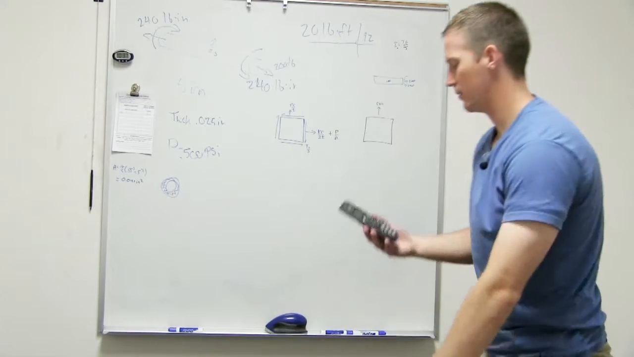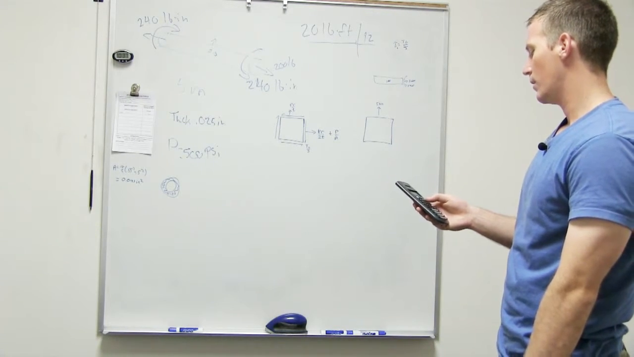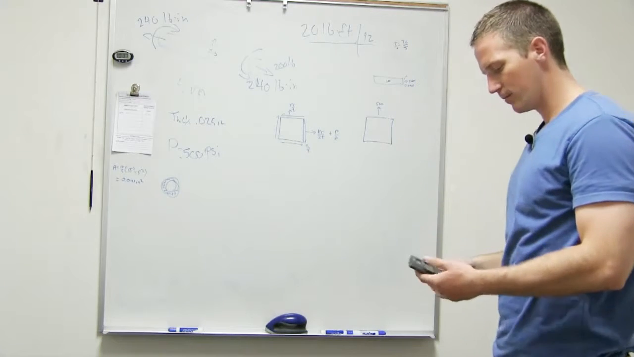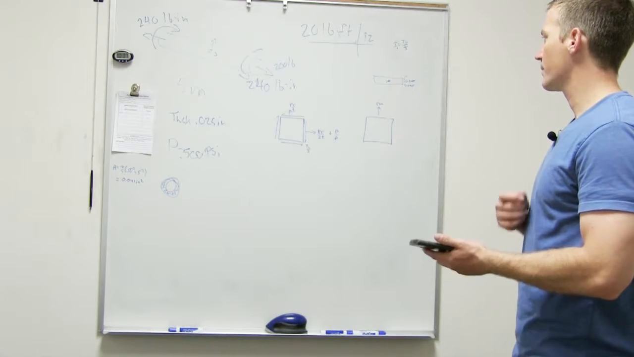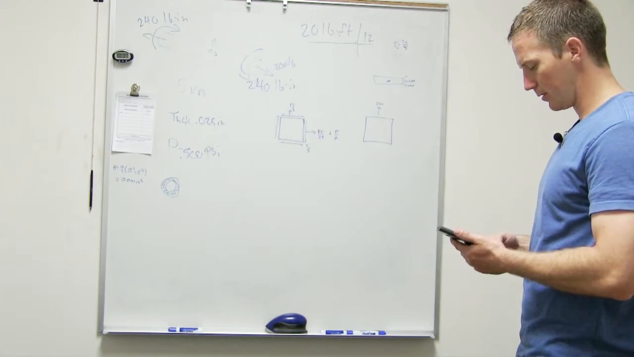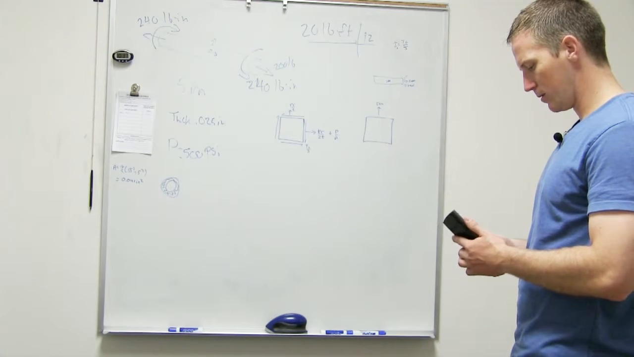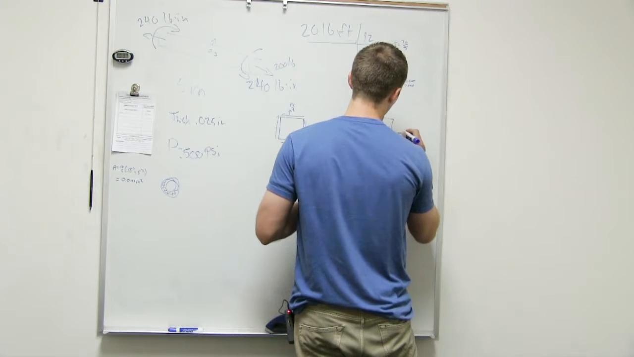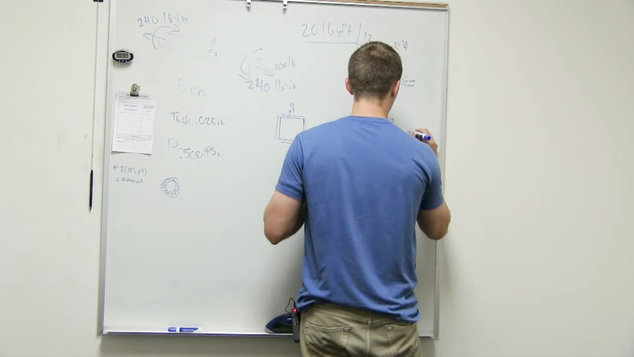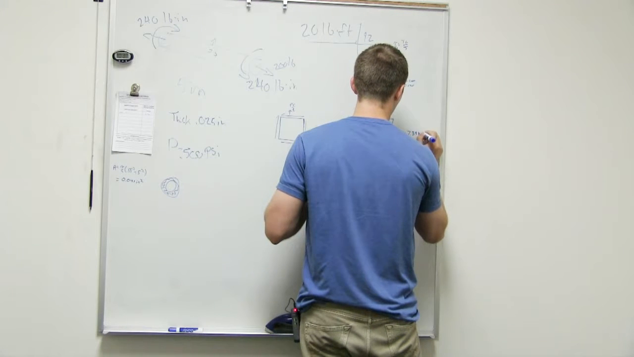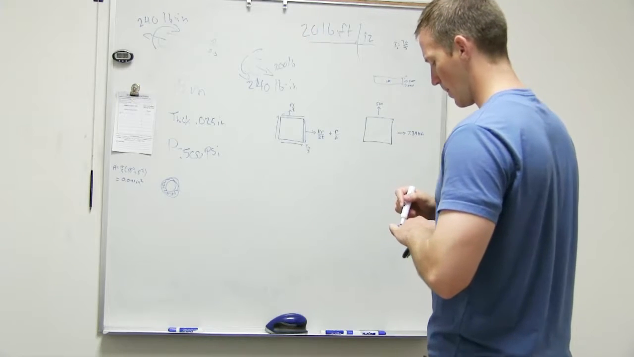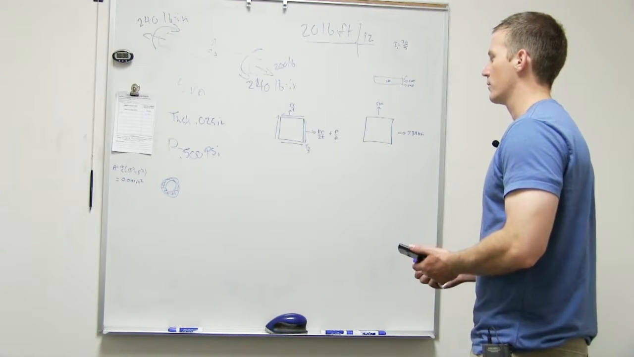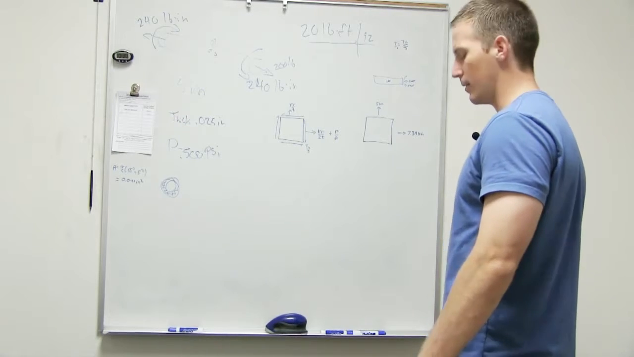I got 10,000. Is that right? Your 0.5 is your diameter. Oh, right. Thank you. That'll make a difference. 5,000 PSI. Okay. And then PR over 2T, divided by 2 times 0.025, is 2,500.